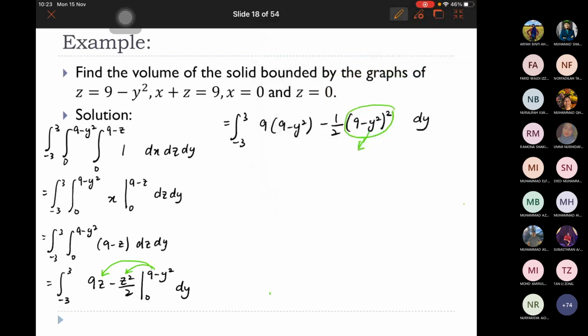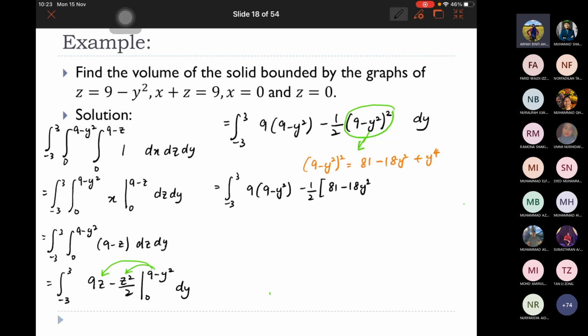Okay. 9 tolak Y kuasa 2 dikuasakan 2. 9 kali 9, 81 tolak 18 Y kuasa 2 tambah Y kuasa 4. So, kembangkan sahaja. Kita buat satu persatu. The step negatif 3 sampai 3. 9 darab 9 tolak Y kuasa 2 tolak 1 per 2. 81 tolak 18 Y kuasa 2 tambah Y kuasa 4 dy.